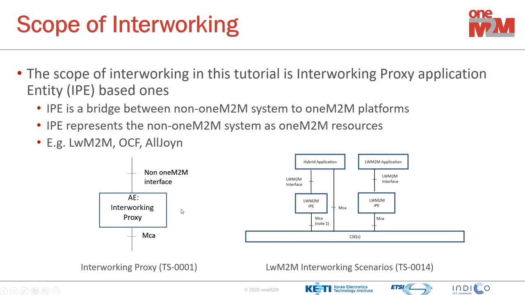In the specification, there are other diagrams which explain the concept. Again, IPE stands for interworking proxy entity, or interworking proxy application entity. Even though we say IPE, that is one type of oneM2M application like the AE, but it has a special purpose: the interworking between the non-oneM2M and oneM2M system. So we have the definition in the specification.